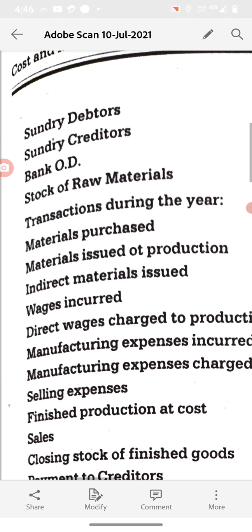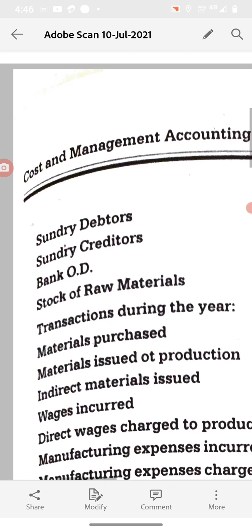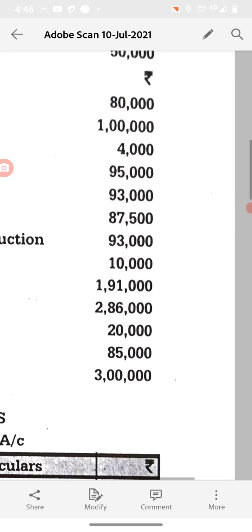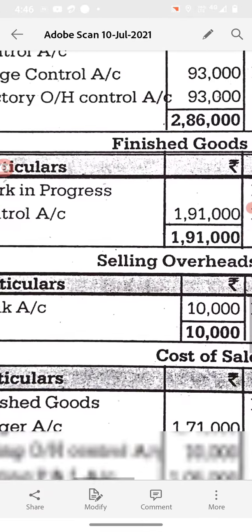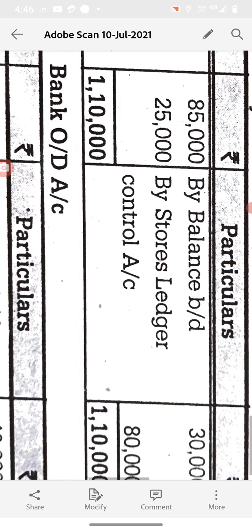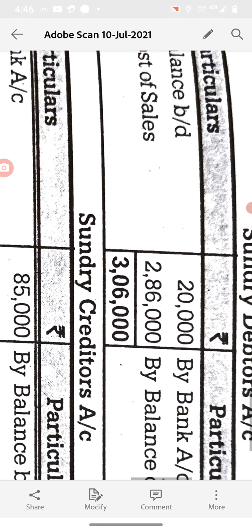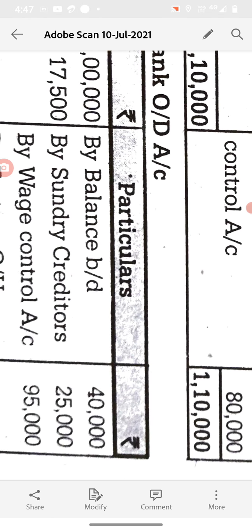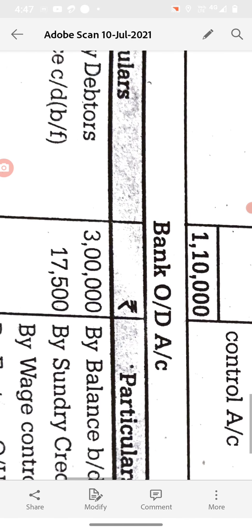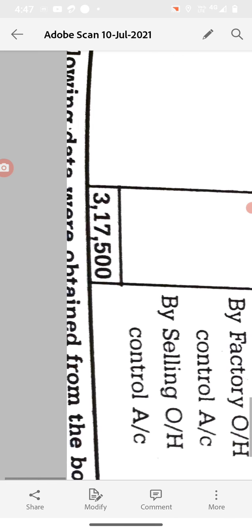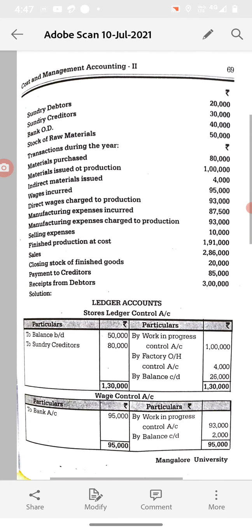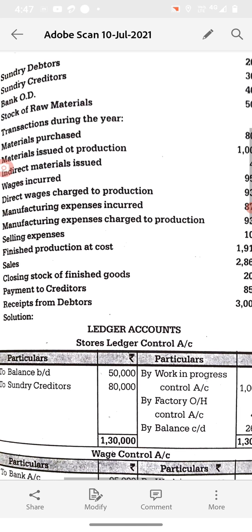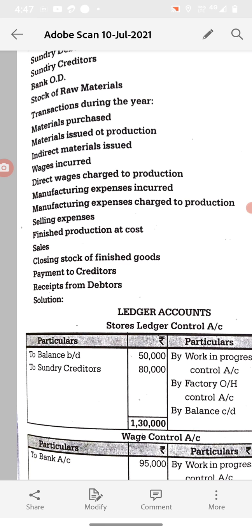Okay, so let us look at the entries. We will make all these entries. So sundry debtors account, you debit balance brought down 20,000. Yeah, sundry debtors account you have to see. So sundry debtors account 20,000. Similarly, then sundry creditors they have given. So by balance brought down 30,000 is there, and then bank overdraft is also there. So bank overdraft balance will come on the credit side 40,000. Then stock of materials, that is stores ledger balance brought down 50,000. Okay, now you have written all the balances in the accounts.